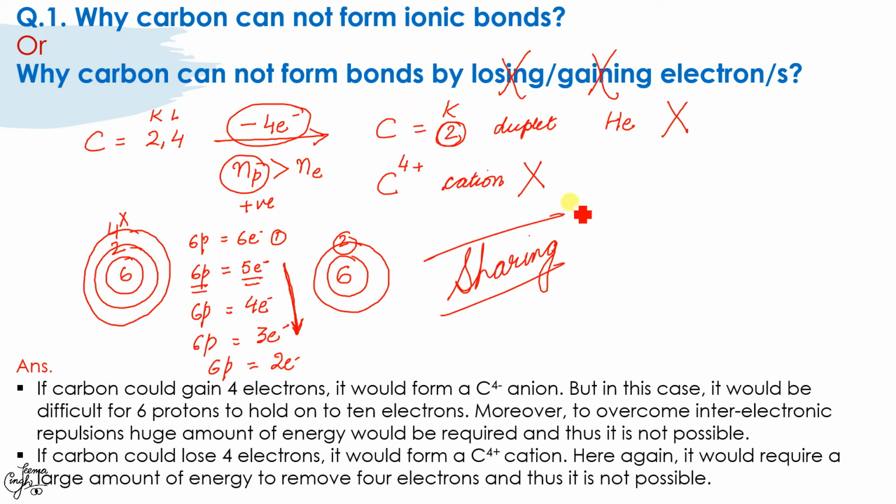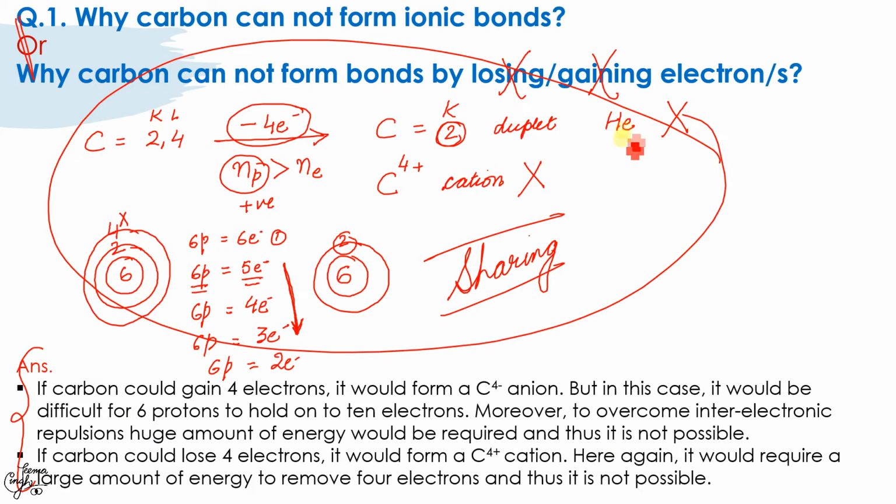So let's talk about the answer. You know the first part. Coming on to the second part: if carbon could lose 4 electrons, what will happen? It would form a C4 positive cation. Here again, it would require a large amount of energy to remove 4 electrons subsequently. Okay, 1 electron, then 2, then 3, then 4, and thus it is not possible. So if you have this question in your examination, this is the answer, right? You do not have to give this explanation. This is not required. Let's move on to the next question.